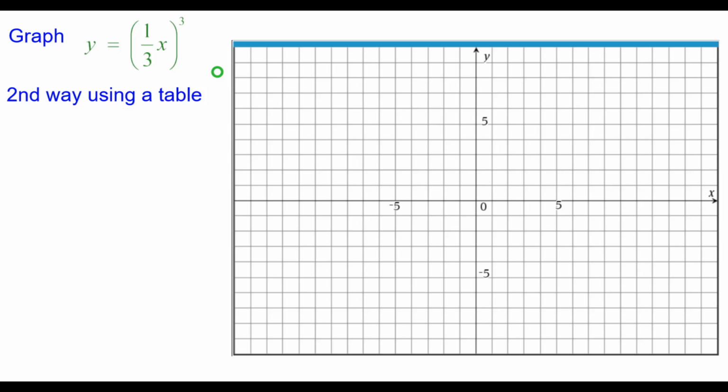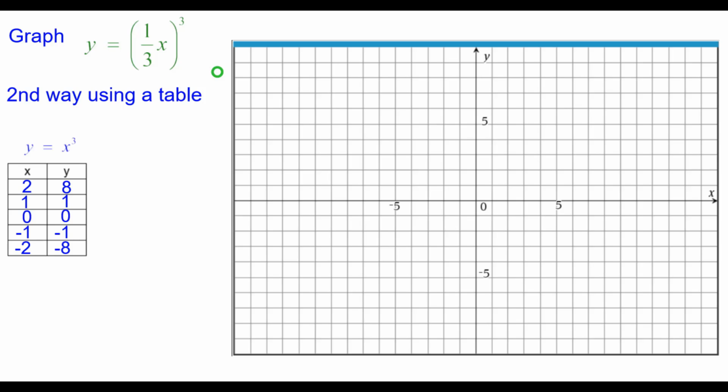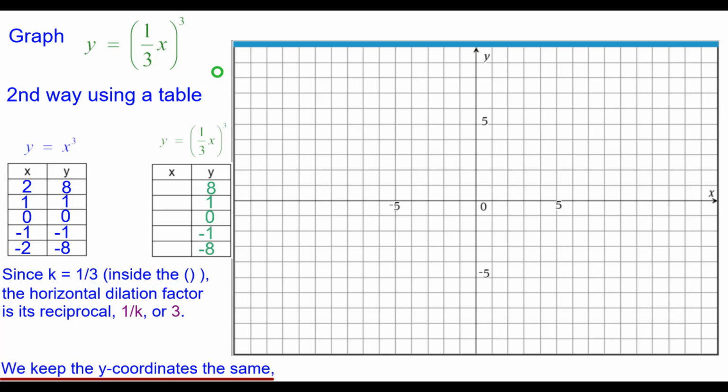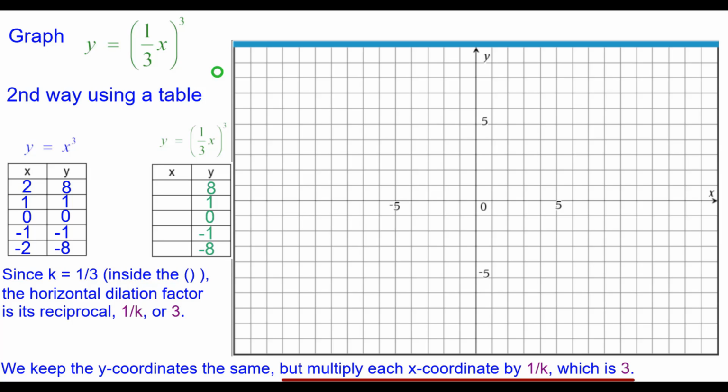Second way, using a table. So here's our cubic table. Since k is equal to 1/3 inside the parentheses there, the horizontal dilation factor is the reciprocal of 1/3, which is 3. We're going to keep the y coordinates the same, but multiply each x coordinate by the reciprocal of 1/3, which is 3. So 2 times 3 is 6, and we plot 6, 8. 1 times 3 is 3, 3, 1.